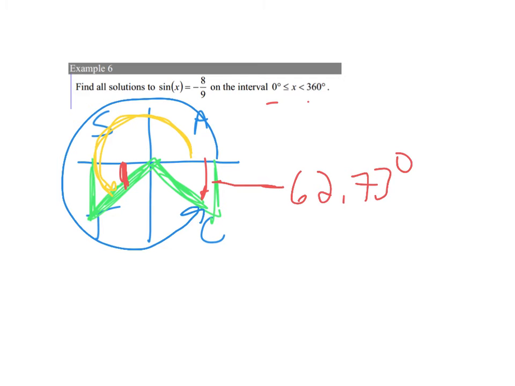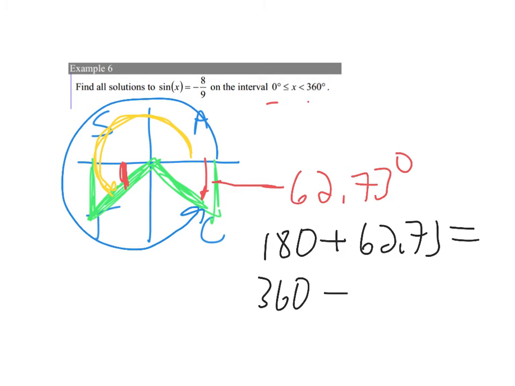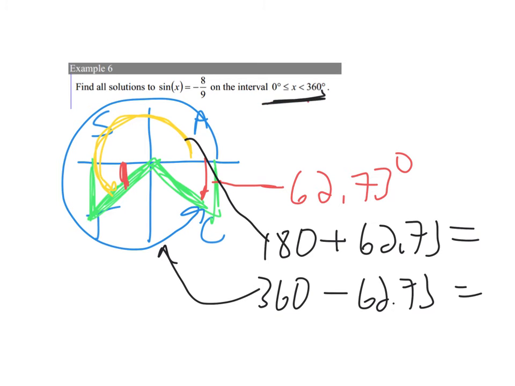So since I'm in degree mode, I want to take 180 and I'll add the 62.73, and that'll be that yellow angle. And then I'm going to take 360 minus 62.73, and that'll be the blue angle here. Okay? And that's all they want, those solutions there. We know there's only two because its period is only 2 pi, because x has a 1 in front of it. The b is a 1. So that's all we have to do there.